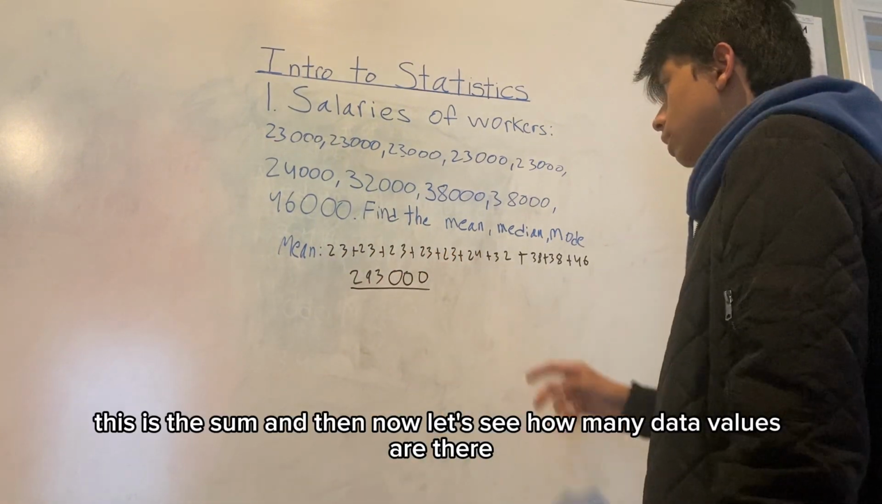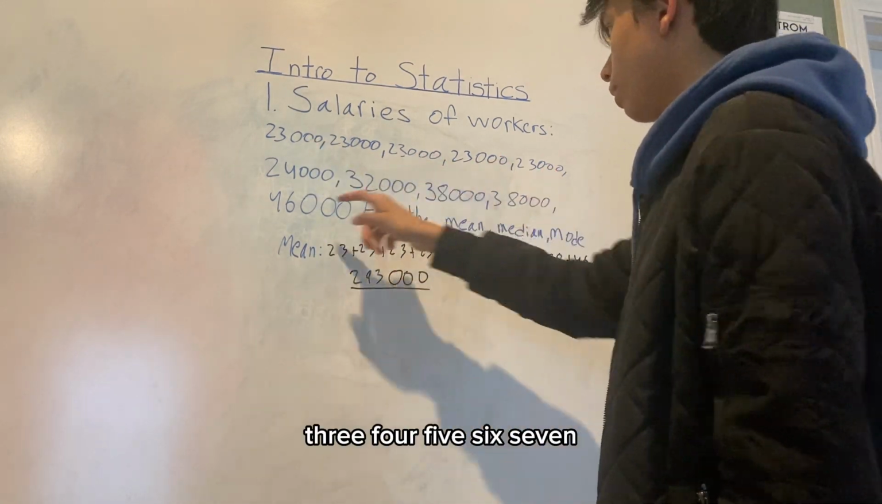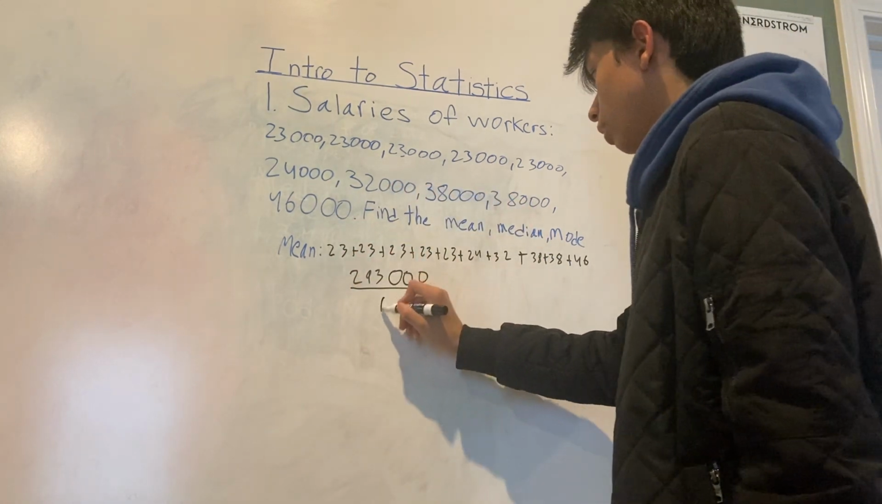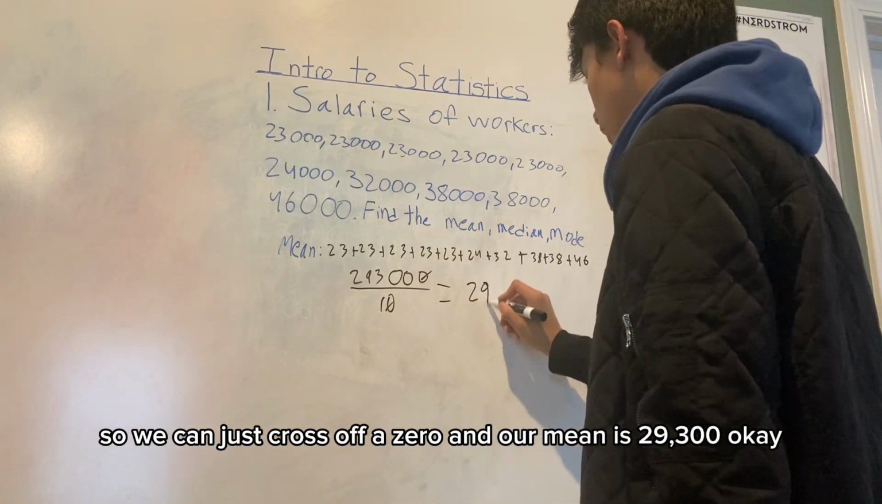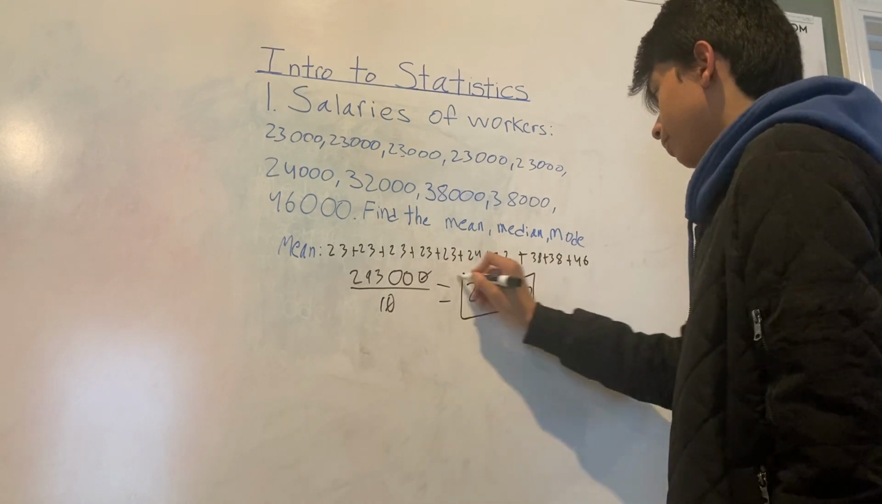And now, let's see how many data values there are. 1, 2, 3, 4, 5, 6, 7, 8, 9, 10. So we're going to divide by 10. We can just cross off a 0. And our mean is 29,300. Okay, so that's our mean.